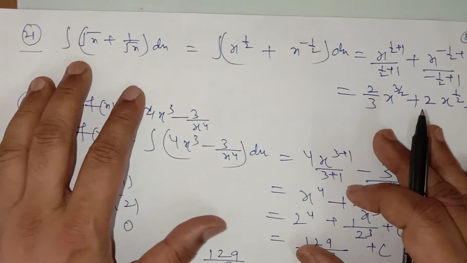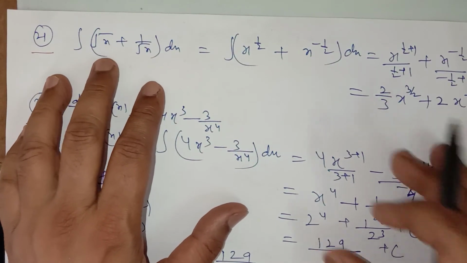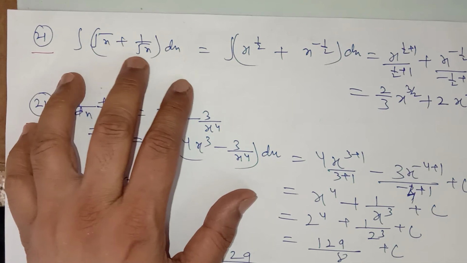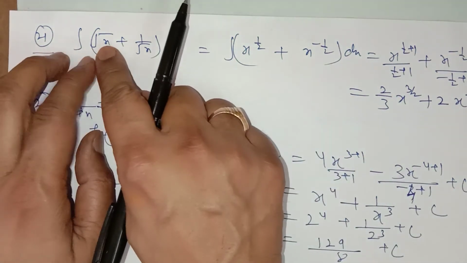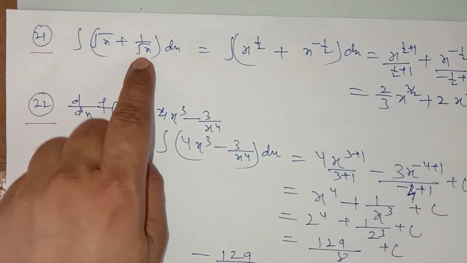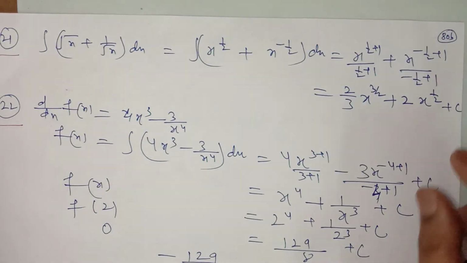In question number 21, it is also very easy. You have to find the antiderivative, means integration of root x plus 1 upon root x. You have to find the integration of x ki power half and integration of x ki power minus half, which you can do very easily.